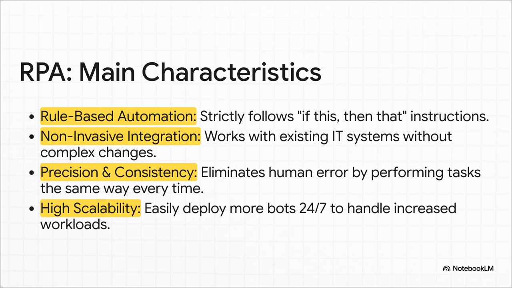So what makes RPA so effective? It really comes down to a few key strengths. First, it's strictly rule-based. It follows an if this, then that script to the letter, which means no more human error. It's also non-invasive, which is a huge deal. It works right on top of your existing systems, so you don't need a massive IT overhaul. And that combo of precision and easy integration means you can scale it up like crazy. Need more work done? You just deploy more bots, 24/7.